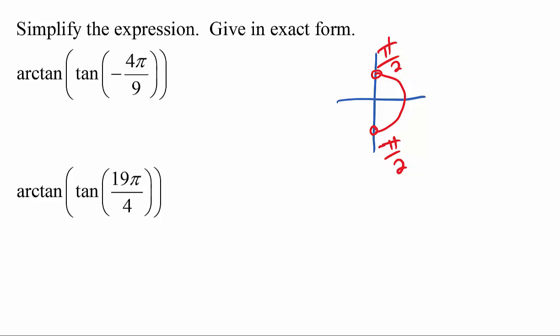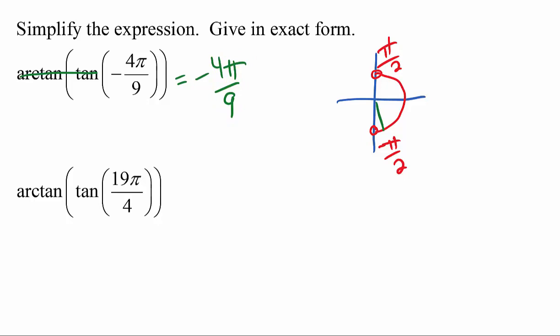So where is negative 4 pi ninths? Well, 4 ninths is less than a half, so that's going to be somewhere over here in the correct place, and so those will undo each other, and my answer is negative 4 pi over 9.